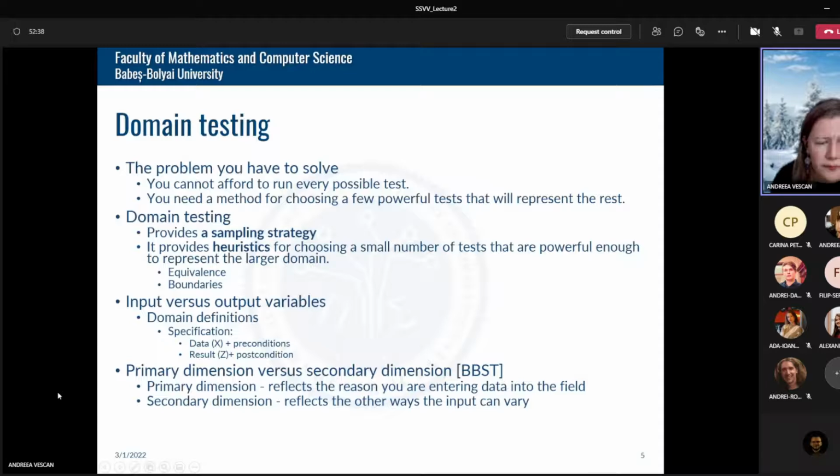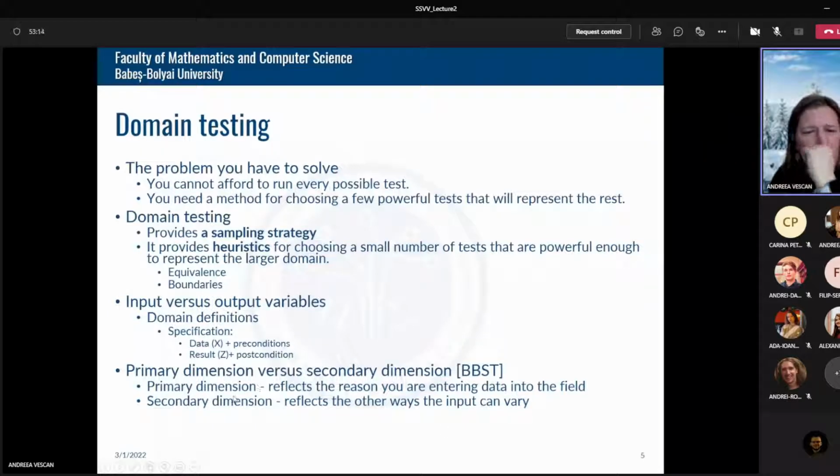When we talk about domain testing, we can apply those equivalence and boundary to either the input or output variables. So we can start from the input data and the preconditions, that are conditions on the input, and results and postconditions on the output. In the BBST classes, there is also another view of domain testing that we are not going to discuss, but I just wanted to mention that it is also a strategy that you can apply to a primary dimension of the variables and also a secondary dimension.